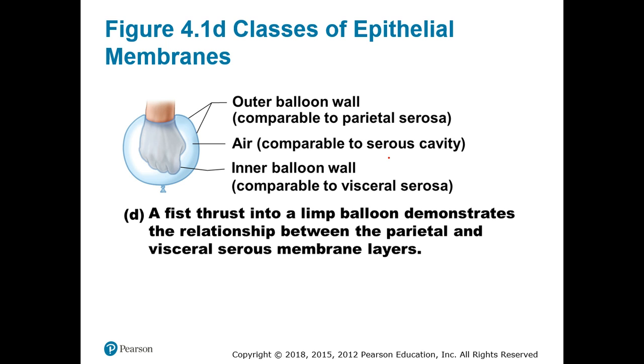A way you can think about this is if you were using a balloon. If you were to have a relatively flat balloon and you were to stick your hand through it, the outer part of the balloon wall would be an example of the parietal because it's not actually touching your fist. The air on the inside would be comparable to the serous cavity with the serous fluid, but remember, air is a gas and serous fluid is going to be a fluid. And then the inside of the balloon that's actually touching your hand, that's going to be comparable to your visceral serosa, your visceral layer.